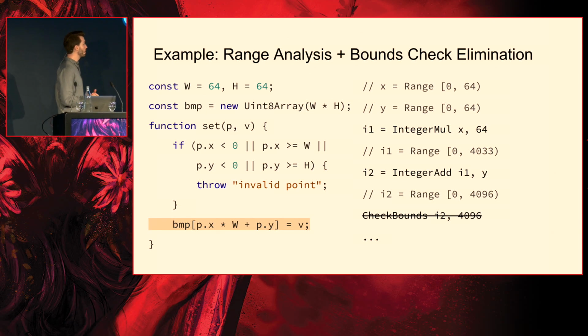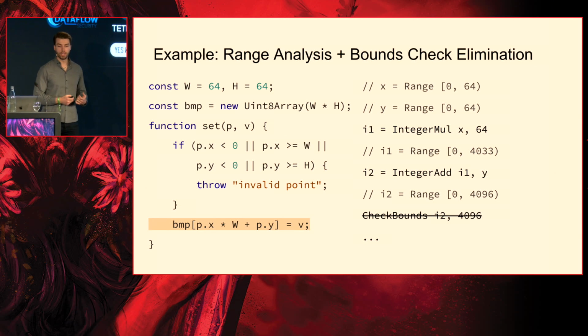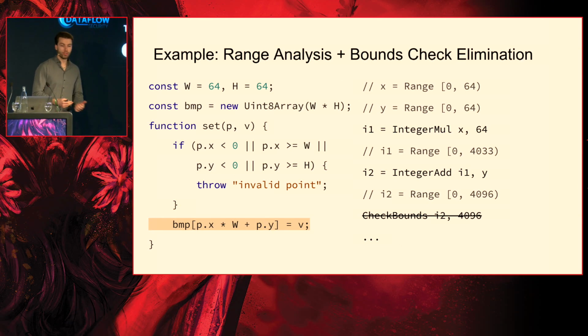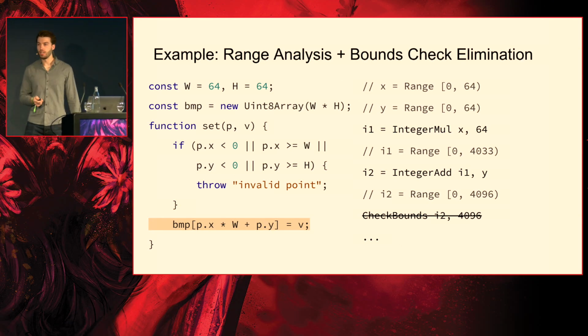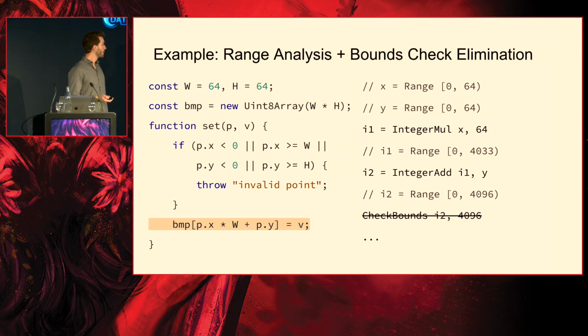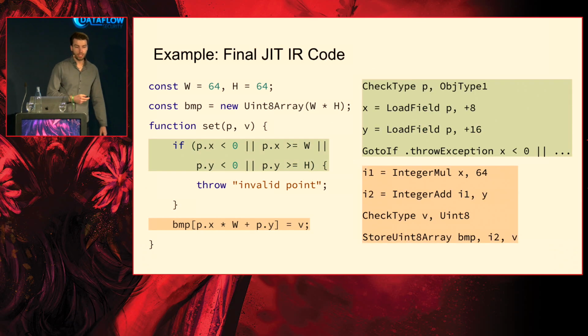And then you see, well, this bounds check is really not necessary. The bounds check just checks if it's between 0 and 4096. But we already know that. So let's get rid of this bounds check, because it's very expensive, of course. We don't want to do bounds checking. And so yeah, we can get rid of that.